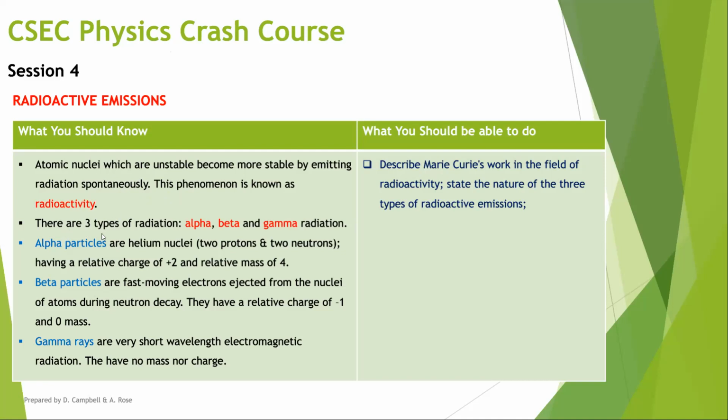Now you have three ways in which this radiation comes, or three forms in which it comes, sorry. You have alpha radiation, beta radiation, and gamma radiation. Of course, these are Greek characters.